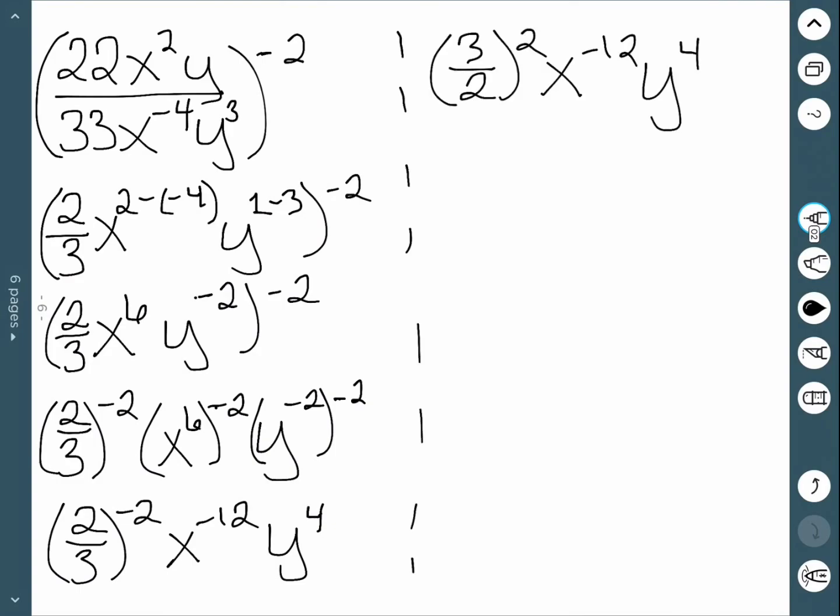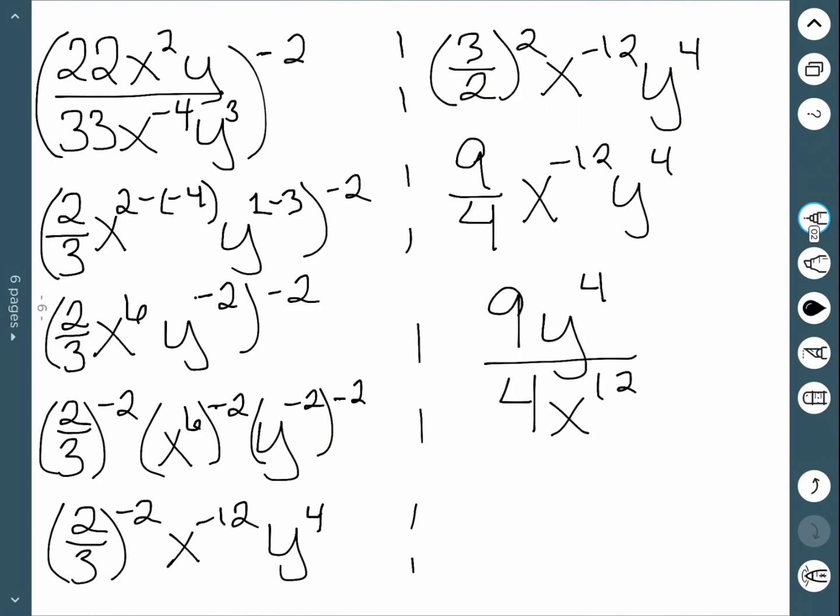And now that we've done that, we know that we need to raise everything inside of that to the second power. So we have a 3 squared and a 2 squared. We know 3 squared is 9 and 2 squared is 4. And then finally, we want to get rid of our negative exponent, which means move it to the bottom of the fraction. So our final answer is 9y to the 4th over 4x to the 12th.